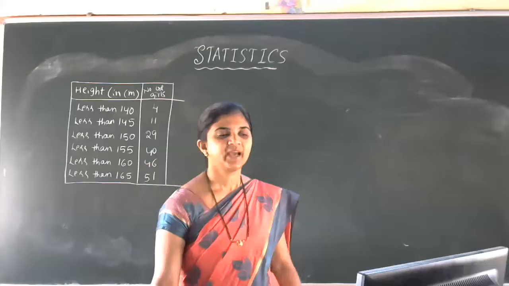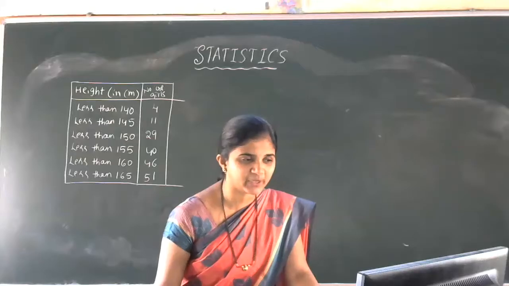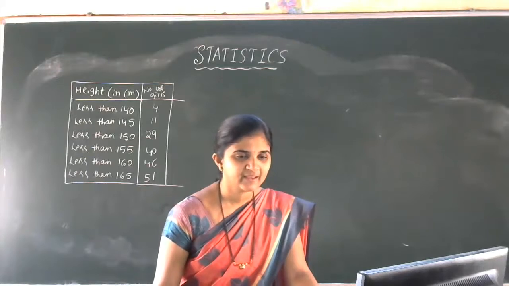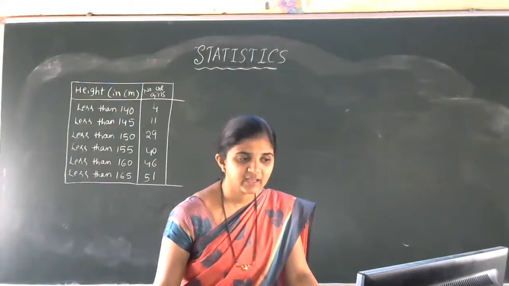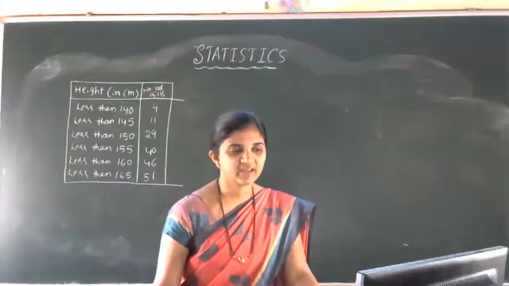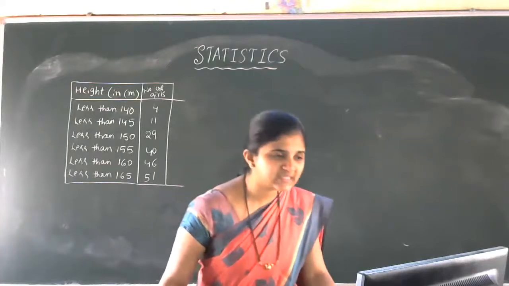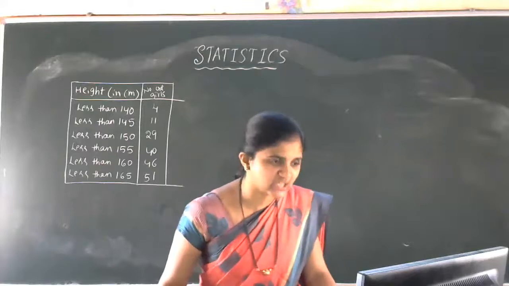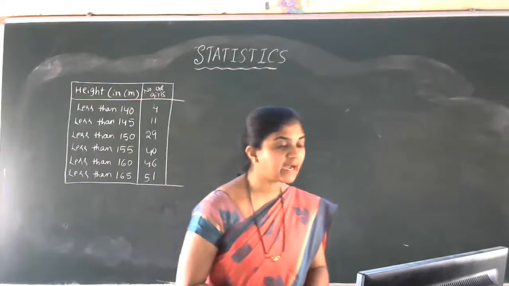Anish, what is the formula to find out the median for group data? Median is equal to L plus N divided by 2 minus CF, whole divided by F, into H. Yes, very good. So median is equal to L plus N by 2 minus CF divided by F into H. Using this formula, we can find out the median of group data.